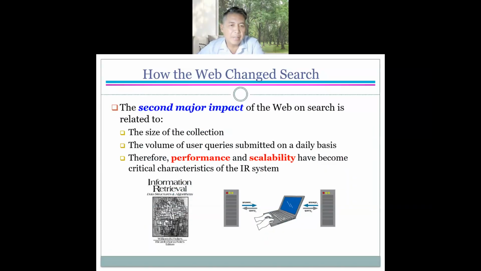The second impact is that because of the large amount of input that we have, we have to look at the performance and the scalability of the IR system. Can you handle thousands of terabytes? Now 1 terabyte is big, so what if we have thousands of terabytes? We have to look at the performance of the server and also how scalable your server is, how much it can be expanded to cover future requests.